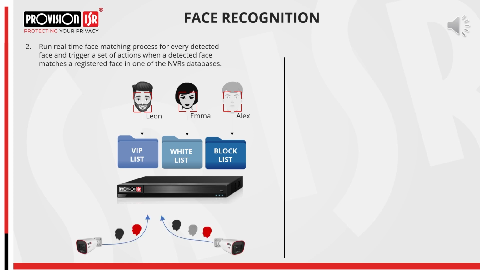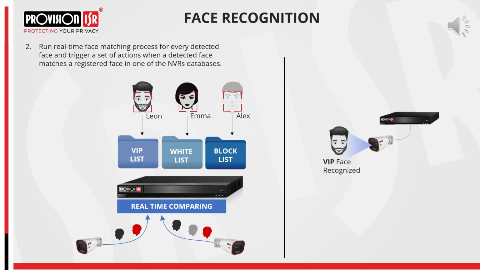The process works as follows. Cameras capture face snapshots using the face detection mechanism and send them to the NVR. In real time, the NVR analyzes these snapshots on all channels where face recognition is enabled and compares each detected face to the faces stored in the NVR's face databases by matching their digital signatures. When a match is found, the NVR can trigger a predefined reaction.